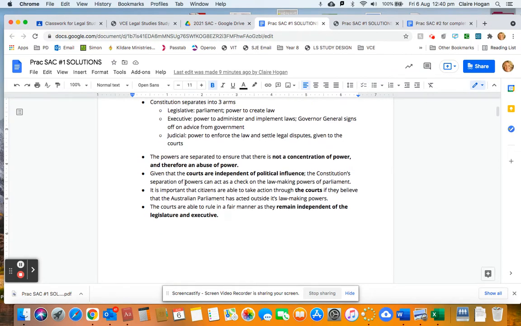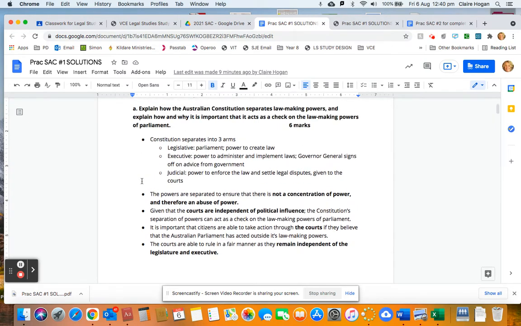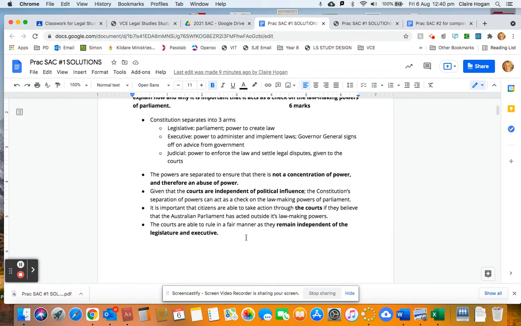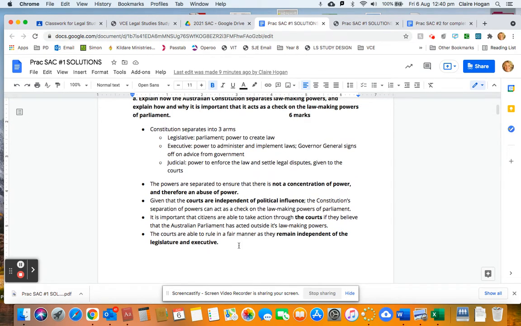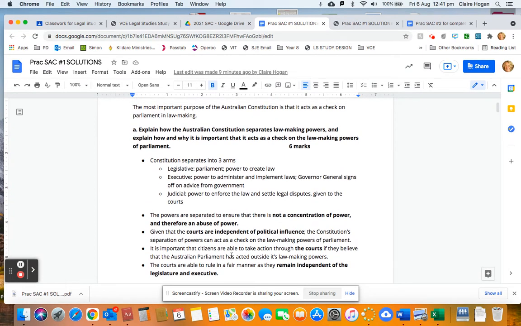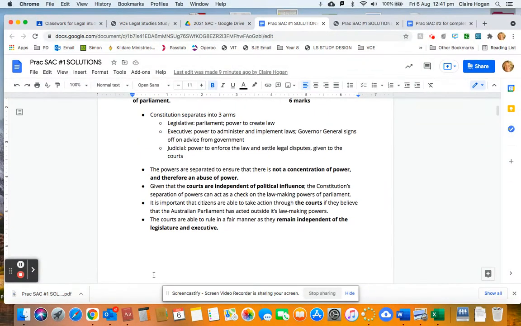The Constitution's separation of power can act as a check, and that's why it's important that citizens are able to take action through the courts if they believe that the Australian Parliament has acted outside its lawmaking powers. The courts are able to rule in a fair manner as they remain independent of the legislature and the executive. And that's your 6 marks there.